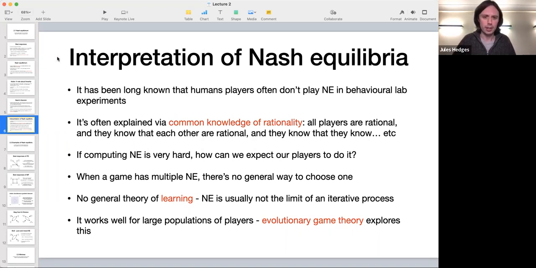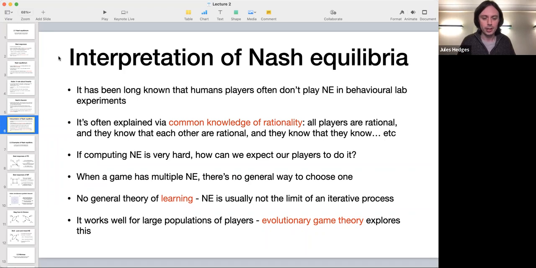And there's quite a lot of subtlety to do with the interpretation of what it means to be a Nash equilibrium. When you say that a certain strategy profile is a Nash equilibrium, what does this really mean? In what sense is this a solution of the game? It's been known for a very long time, since about 70 years ago, that if you put human players in a behavioral microeconomics lab and get them to play games from game theory, they often don't play Nash equilibria. So this is not predictive of what humans will typically do.